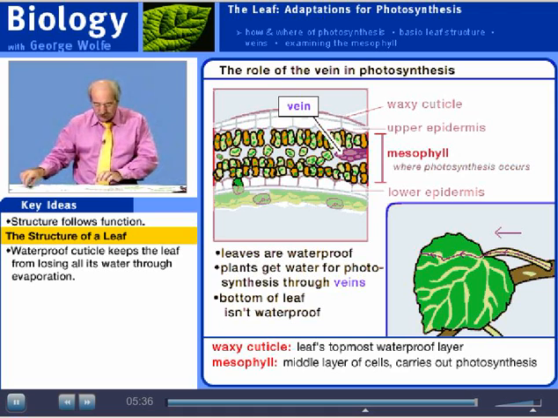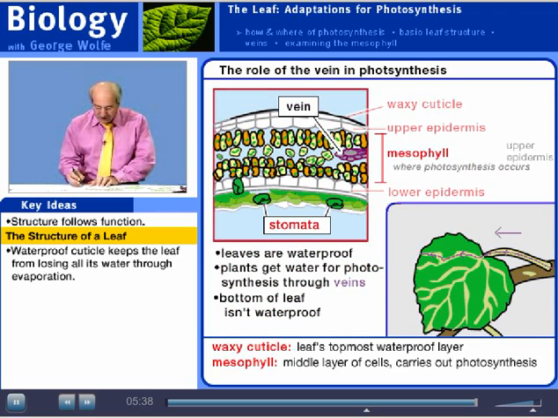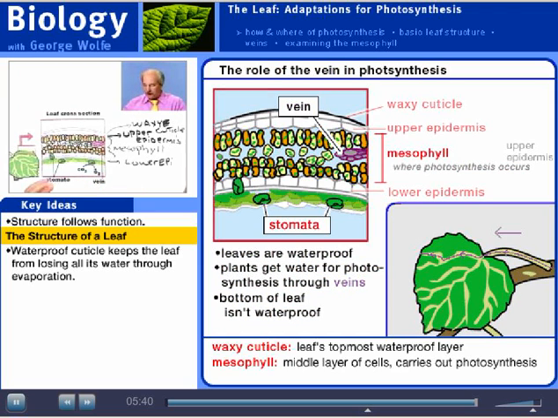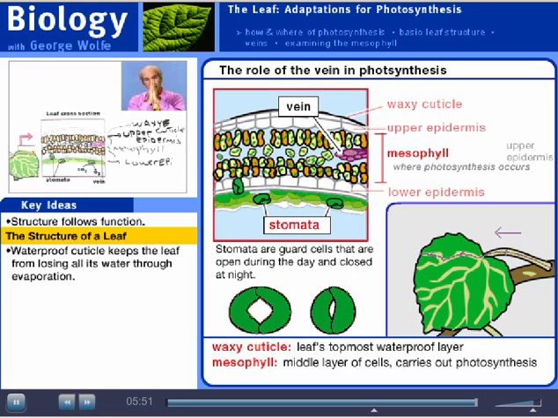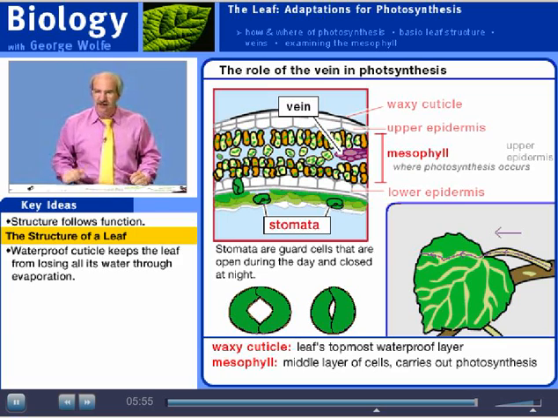We call these holes stomates. And stomates have these specialized cells, which we'll talk about again later on in the course, called guard cells. The guard cells allow the stomates to be open during the day and closed at night. Well, why is that? Think about it. What you know about photosynthesis.